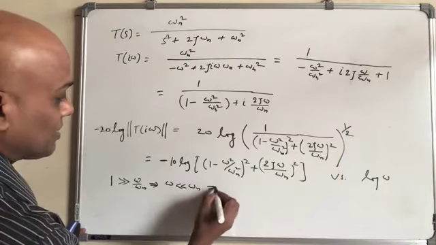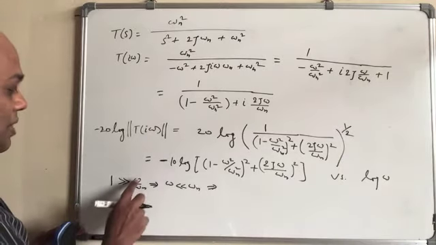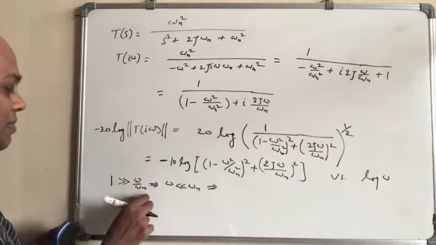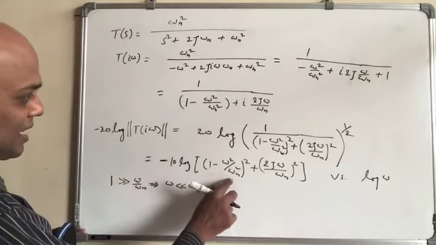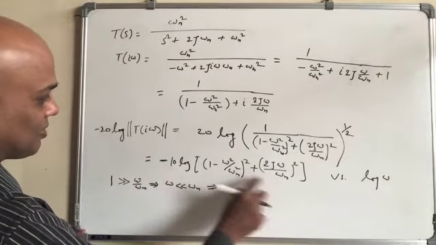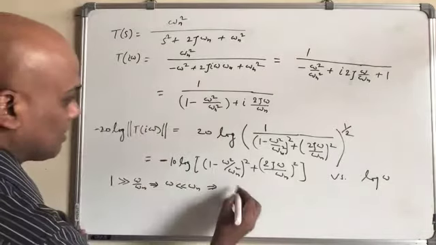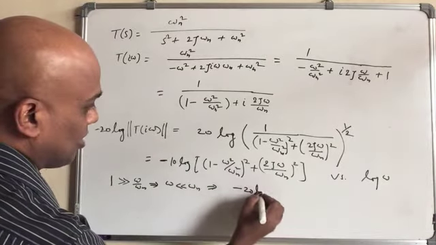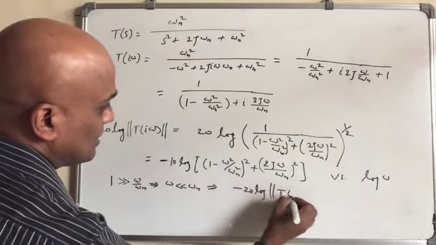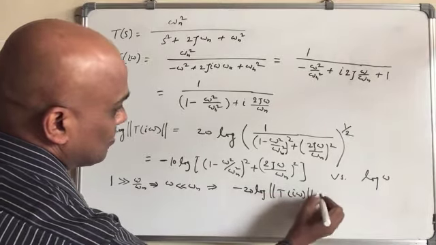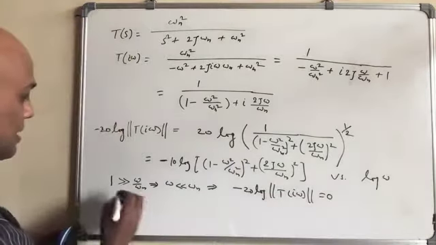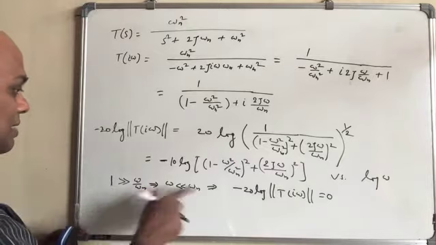And in that case, what happens? If omega over omega n is very small, we can neglect this one, we can neglect this also, and in that case the minus 20 log T I omega becomes equal to 0, right? Now this is case number 1.